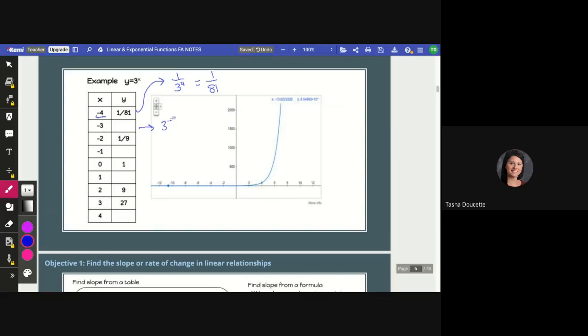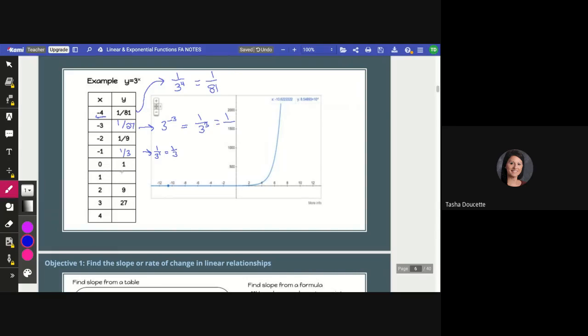3 to the negative 3rd is going to give us 1 over 3 to the 3rd, which is equal to 1 over 3 times 3 is 9, 9 times 3 is 27. So this would be 1 over 27. Then we have negative 2, which gives us 1 over 9. And then we have 1 over 3 to the 1st power, which gives us 1/3.